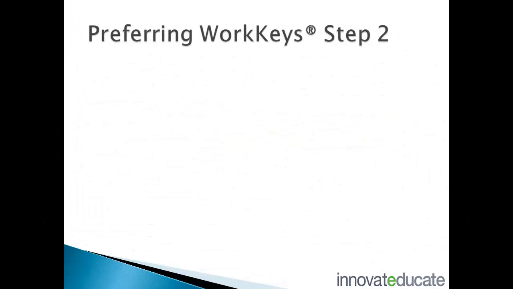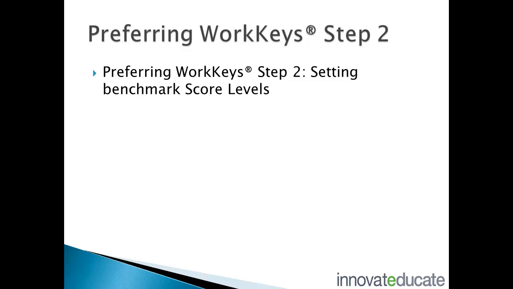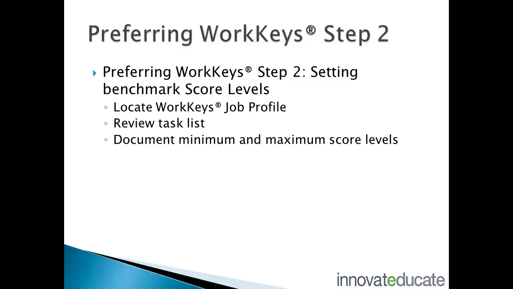The 3 to 6 score range for reading for information will serve as a benchmark for reference when reviewing applicant scores. In this topic, we discuss the second step to preferring WorkKeys scores. Setting benchmark score levels for the skill areas identified in Step 1 begins with finding a job profile on the ACT Inc. database that matches the job that you're hiring for. We then review the task list located on the job profile to locate a match. Once we are satisfied with the job profile matched to our position, we document the WorkKeys score levels on the job profile that coincide with the skill areas identified in Step 1.